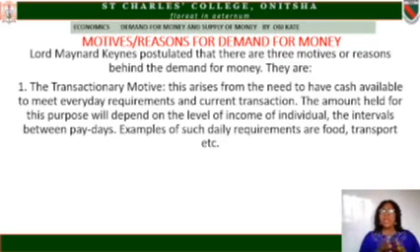This arises from the need to have cash available to meet everyday requirements and concurrent transactions. The amount you held for this purpose will depend on the level of income of individual, the intervals between paydays, and examples for such requirements are money for food and money for transport.